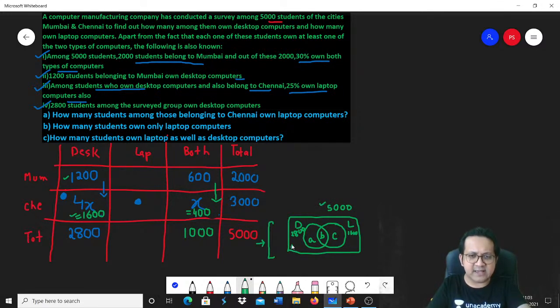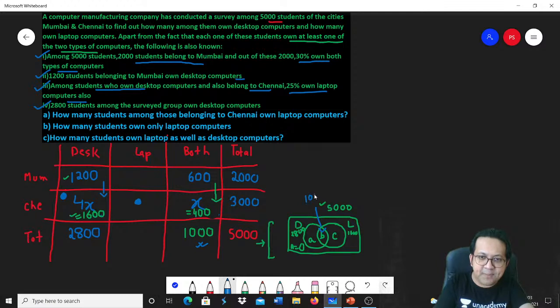How much is N? N is 0. Why is N 0? The question clearly tells you everyone owns at least one of the 2 types, so there is no one who doesn't own anything. So can I say B is how much, as per my table? The value of B is 1000. If B is 1000, how much is A? Remember, the total is 2800, so A has to be 1800. And how much is laptops? Remember, the total is, how much is laptops?